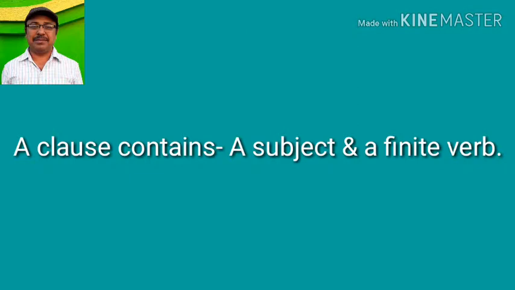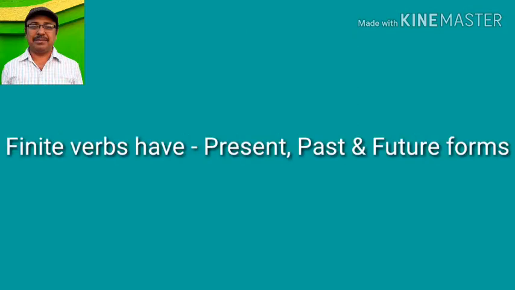If we split a compound or a complex sentence, then we get two or more short sentences. These short sentences are called clauses. A clause contains a finite verb. The finite verb is the verb which can be converted into present, past, or future tense. So it must contain a finite verb.